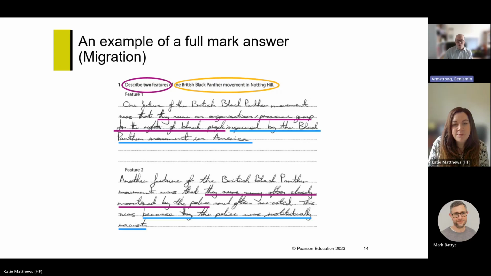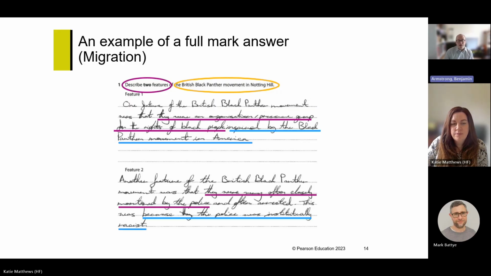How's this student answered it? Well, you can see that they've used the 2 spaces very well on the paper. They've put one feature where it says feature 1, and then they've put another feature where it says feature 2. That's a really straightforward way of structuring your answer, so you don't write too much or write too many features. Then they've written, one feature of the British Black Panther movement was that they were an organisation pressure group for the rights of black people. They've identified a feature. But can you see where we've underlined in blue? They've then added a little extra information, inspired by the Black Panther movement in America. That gets a 2nd mark.